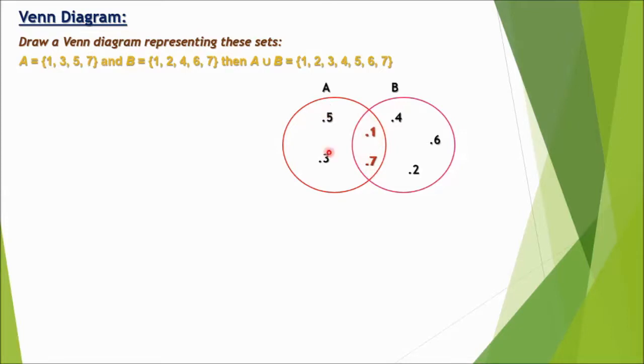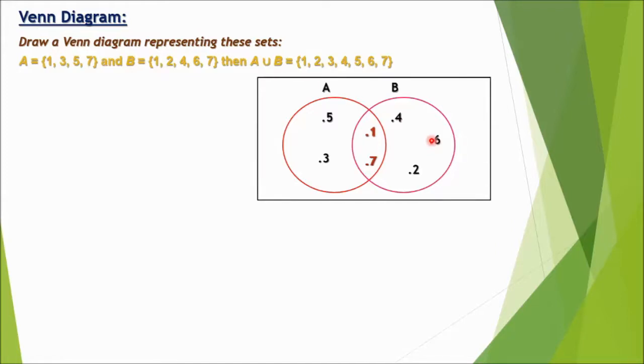The remaining elements are 3 and 5 from A, and 2, 4, 6 from B. Then you can use a rectangle, and it is a universal set, isn't it? If you have to write the universal set related to sets A and B, then you have to write each and every element inside the rectangle. So that means 1, 2, 3, 4, 5, 6, 7 are the elements inside the rectangle.